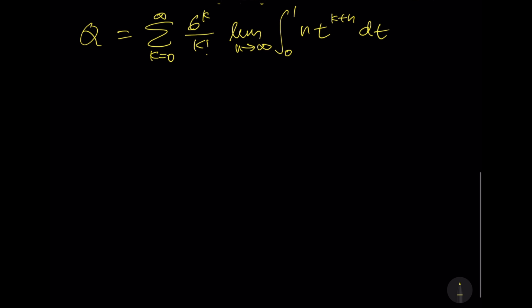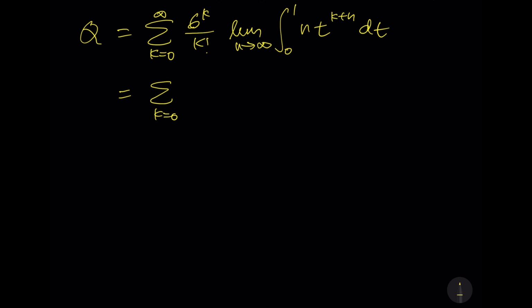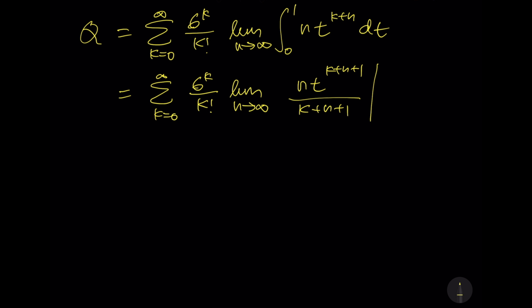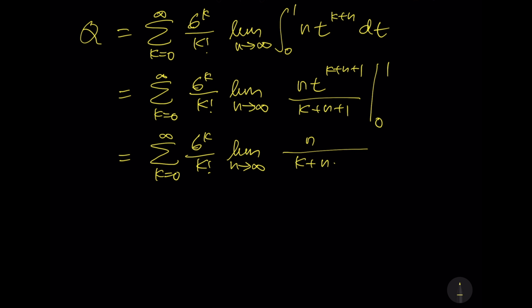As for now, we would like to solve the integral first. Therefore, the summations and the limits are still there. While the integral becomes n multiplied by t to the power k plus n plus 1 divided by k plus n plus 1, for t equals 0 and t equals 1. Putting t equals 1, we have n divided by k plus n plus 1. Putting t equals 0, we have 0.